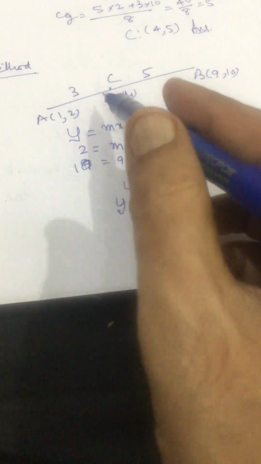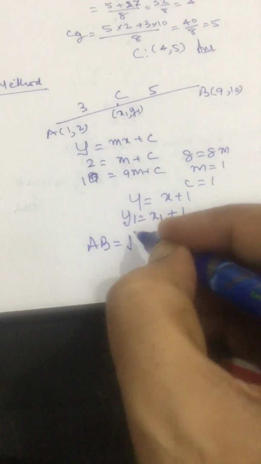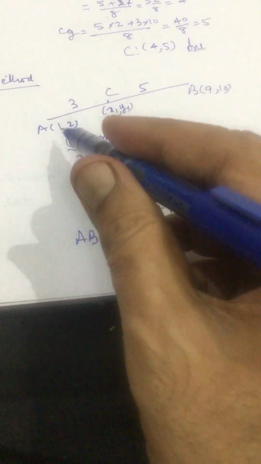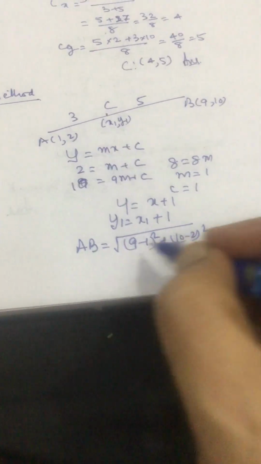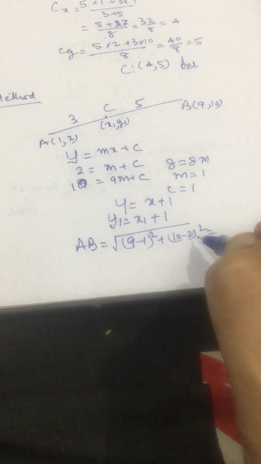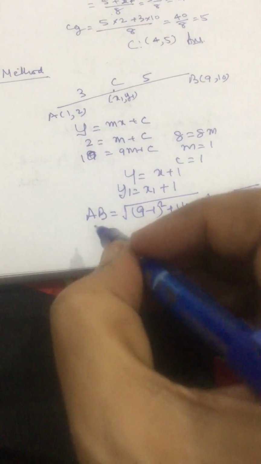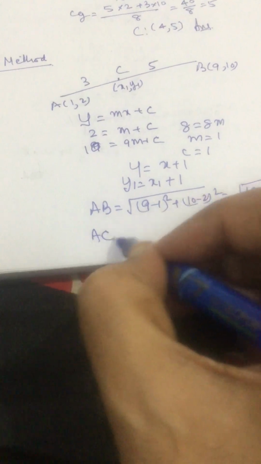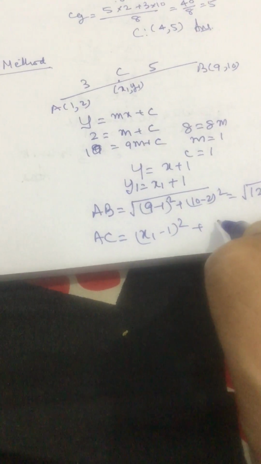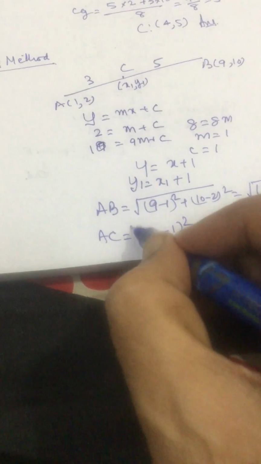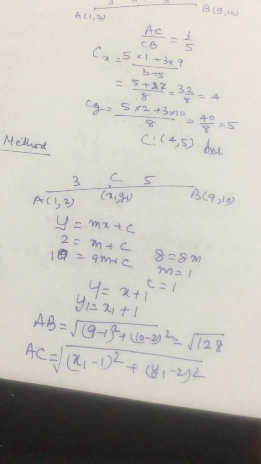Now the second step will be, see, distance AB is square root of (9 minus 1) square plus (10 minus 2) square. This is 8 square 64, this is 8 square 64, so root 128 is the distance between A and B, and AC will be equal to square root of (x1 minus 1) square plus (y1 minus 2) square, right?